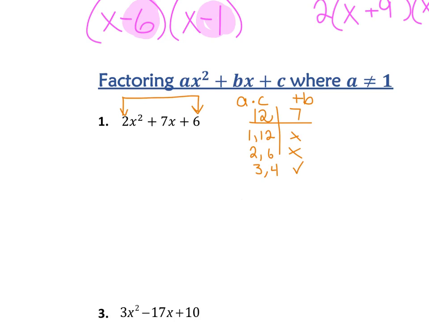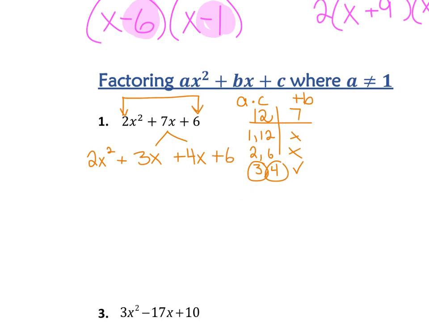when you find your two numbers, your second step is to split this middle term using these two numbers as your coefficients. It doesn't matter the order in which you write them. So when I rewrite this, my first term stays the same, 2x squared. Now I could write plus 3x plus 4x, or I could have flip-flopped those. It doesn't make a difference.